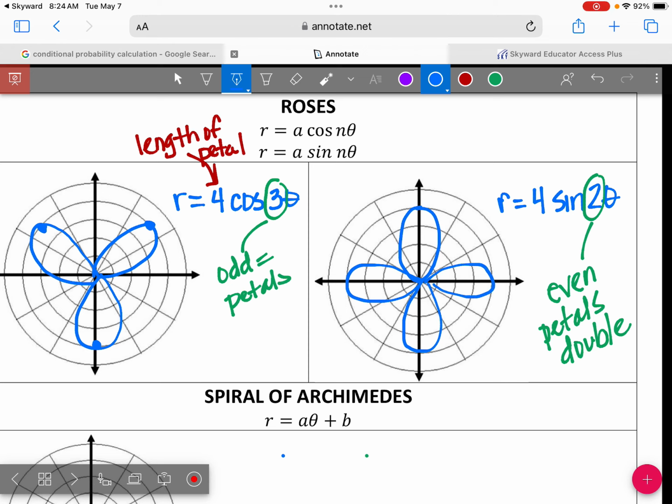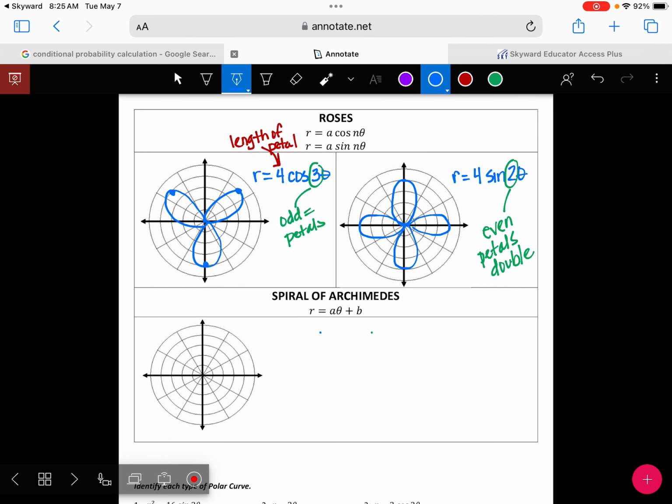So again, what I recommend, because the boards and things are expensive-ish, I want you all to maybe spend a day planning your design before you actually start to transfer that design to the board. All right, and the last one is the spiral.